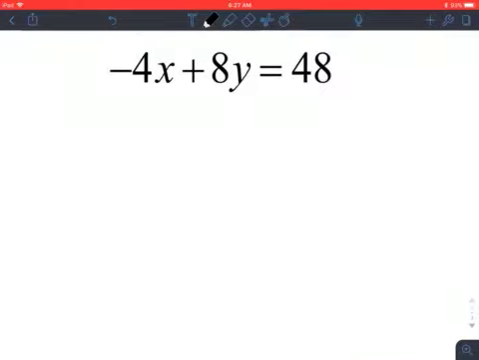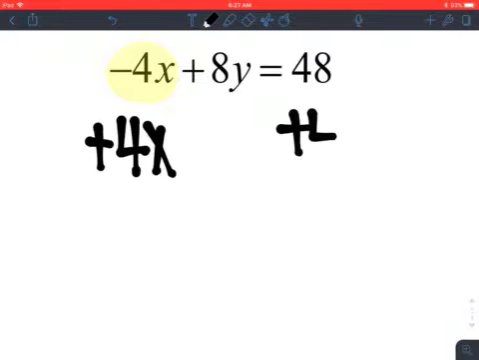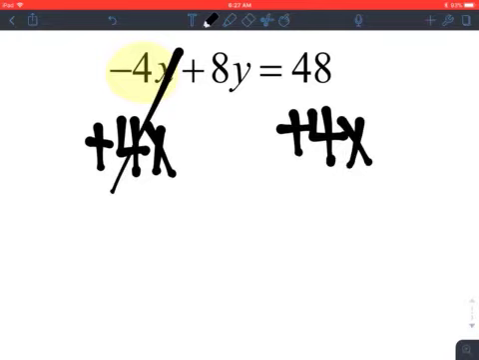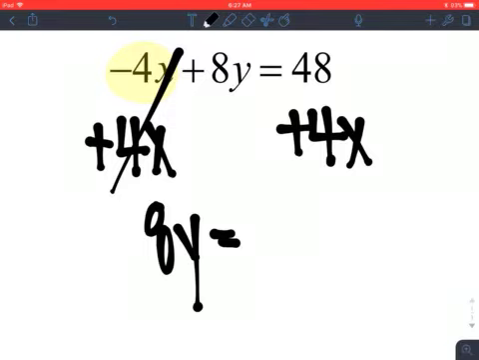Number 4. So by now, you guys should be getting the hang of it, okay? But I want to make sure that I keep explaining it so that you guys can check in. So I'm going to add 4x to both sides. You got to get rid of that 4x first, and that cancels. You bring down your positive 8y. You tuck the 4x in front, and now it's a plus 48.